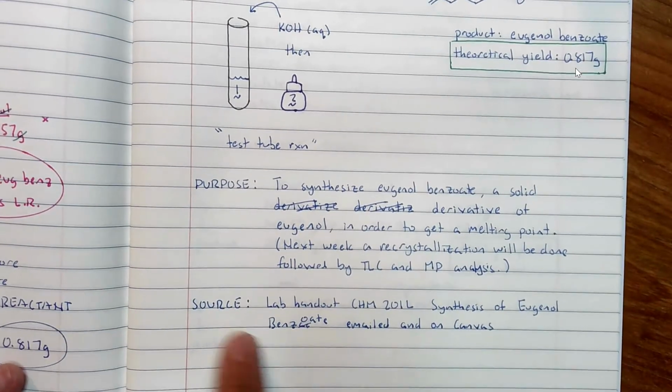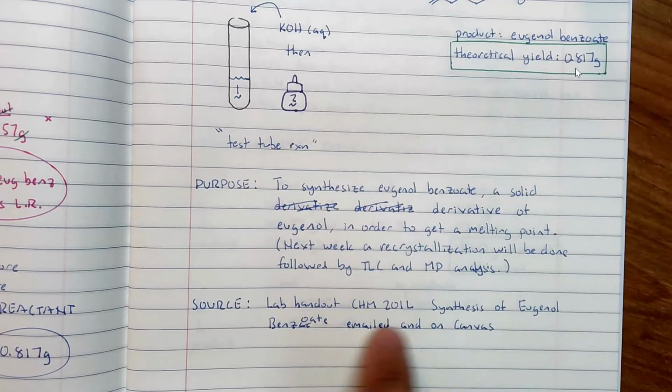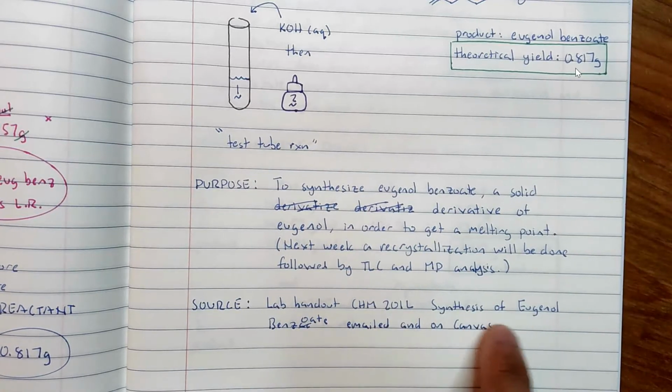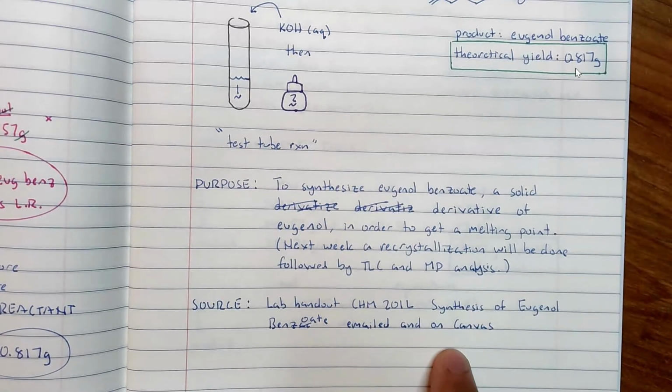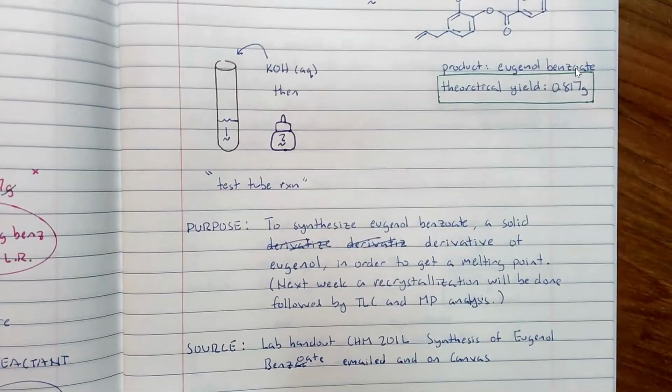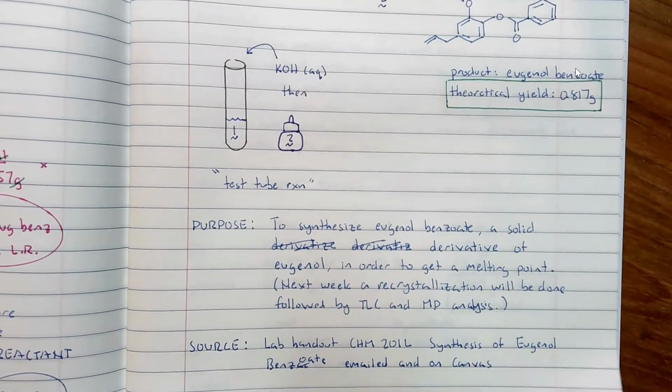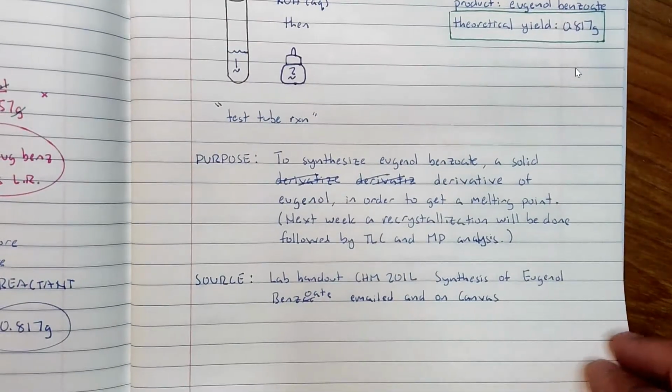Source. This is from the lab handout from our course. Synthesis of Eugenol Benzoate was the title of the lab handout, and it was emailed, and it's also on Canvas, our course website. Okay, so far so good?